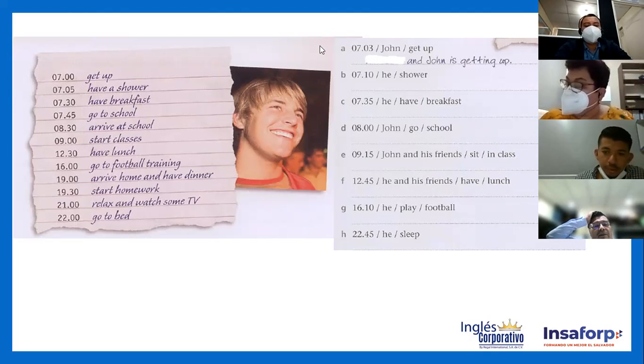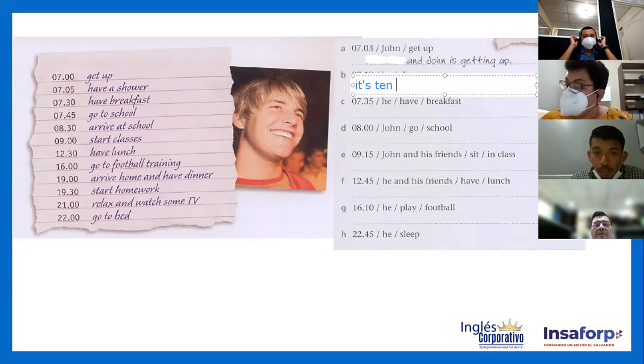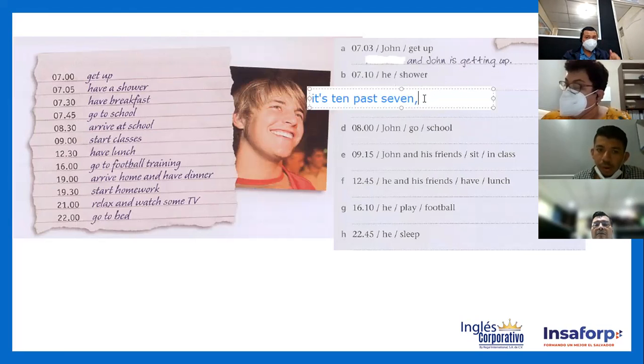It's 7:05. Okay. Estamos en la letter B, right? Letter B. Yes. Okay. Sería entonces, utilizando el past, it's 10. Ah, okay. 10. Past 7. 7, muy bien. ¿Y qué nos dice la oración? He taking a shower. And he, muy bien. Veamos el 7 y 10. No, ¿verdad? Él no está tomando el baño. A 7 y 10. Entonces entre las 7 y 5 y las 7:30 está tomando el baño.